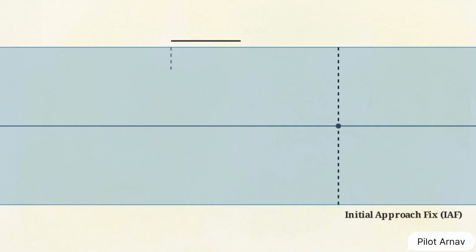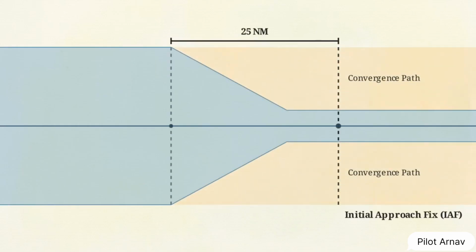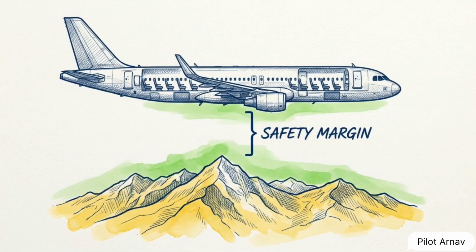This diagram shows the STAR protection area. It acts as a funnel, beginning 25 nautical miles from the initial approach fix and narrowing down with a maximum convergence angle of 30 degrees on each side. Within this 25 nautical mile radius, the minimum sector altitude, also known as the terminal area altitude, guarantees at least 1,000 feet of absolute obstacle clearance.